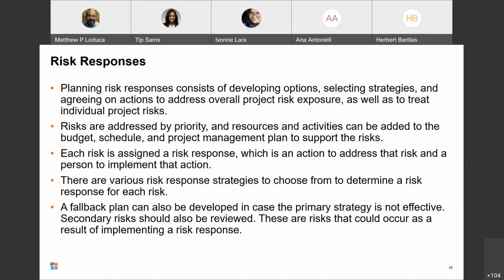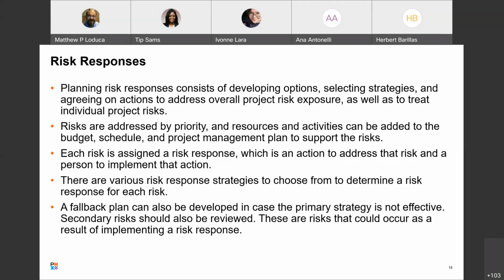This is what we're going to do on this one, and so forth. They're addressed by priority, and resources and activities can be added to the budget, schedule, and project management plan to support the risk. Again, if we don't think we have the money, the time, or whatever, maybe we're going to ignore the risk. You know, hey, it's a low probability, it's a big impact, but we're going to step out on the ledge and hope we don't fall. And versus whatever else. So depending on the strategy, that will determine if we need to address that.